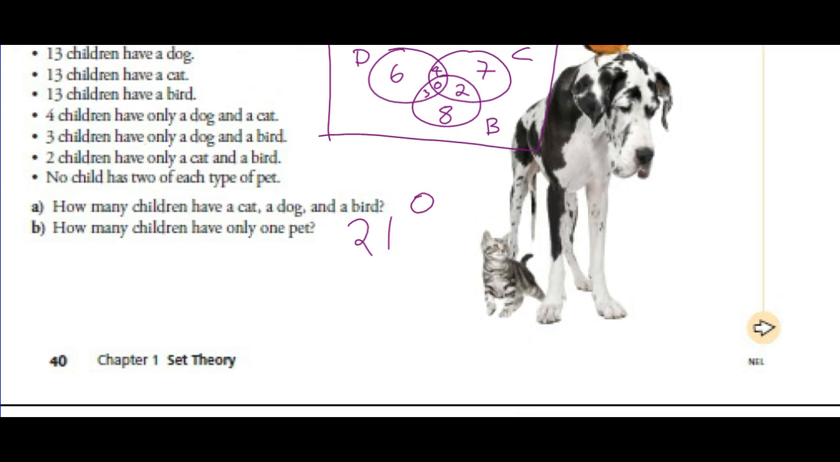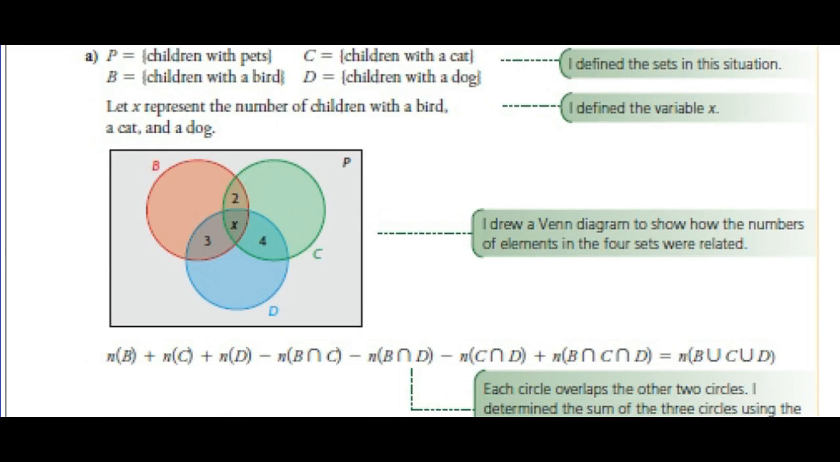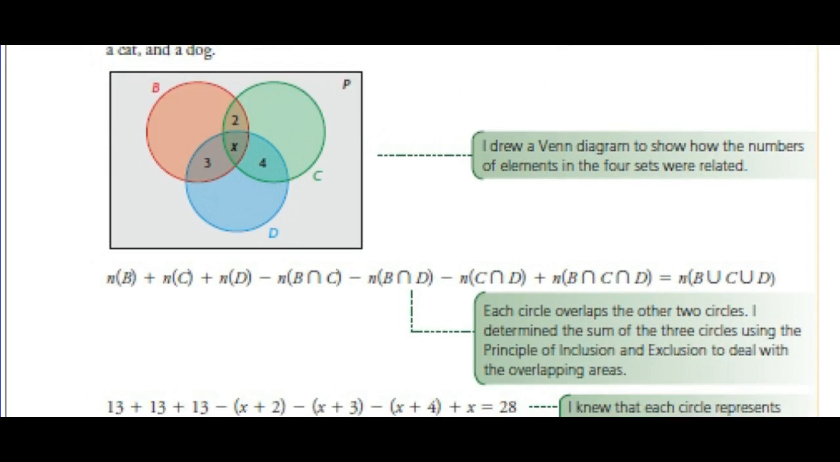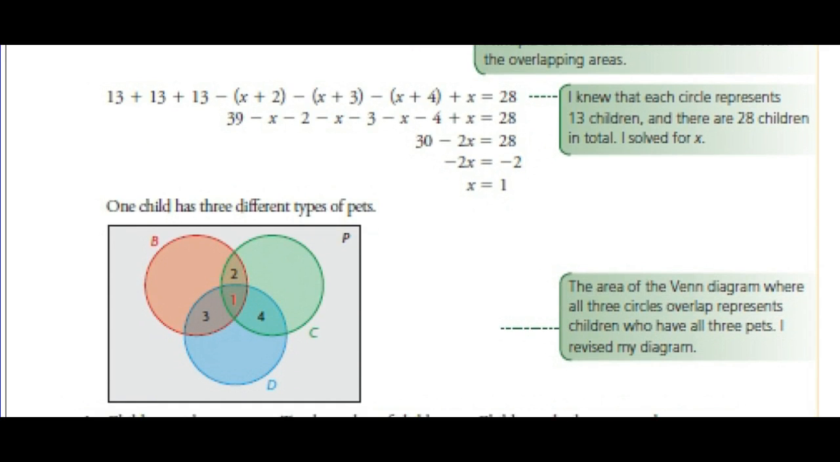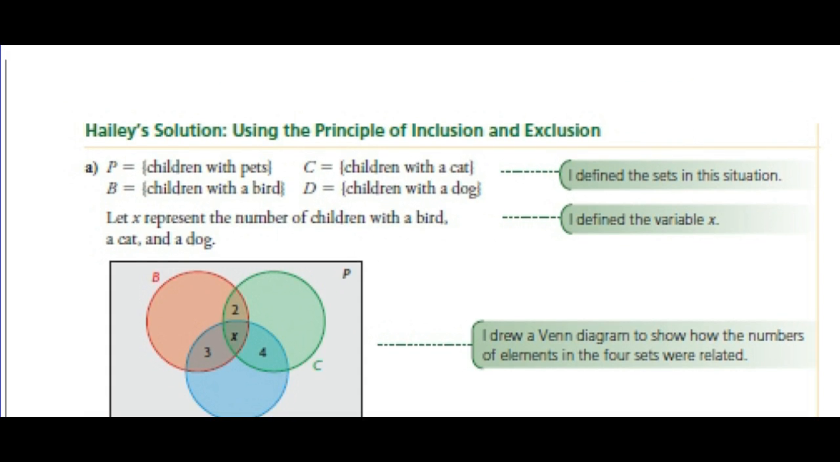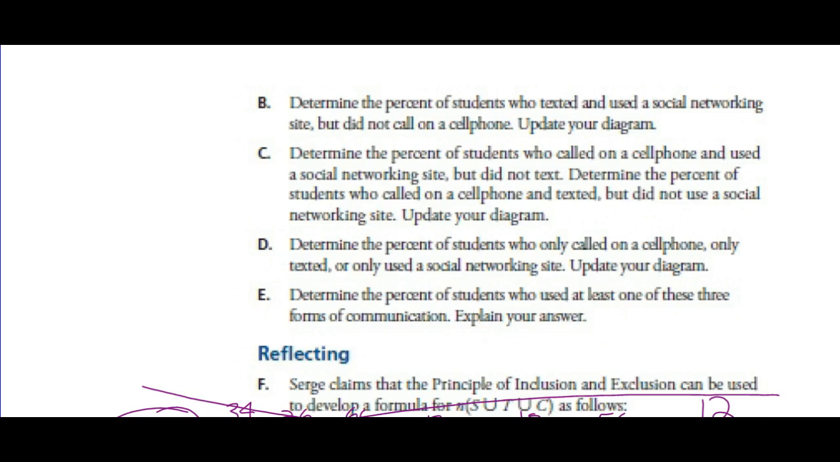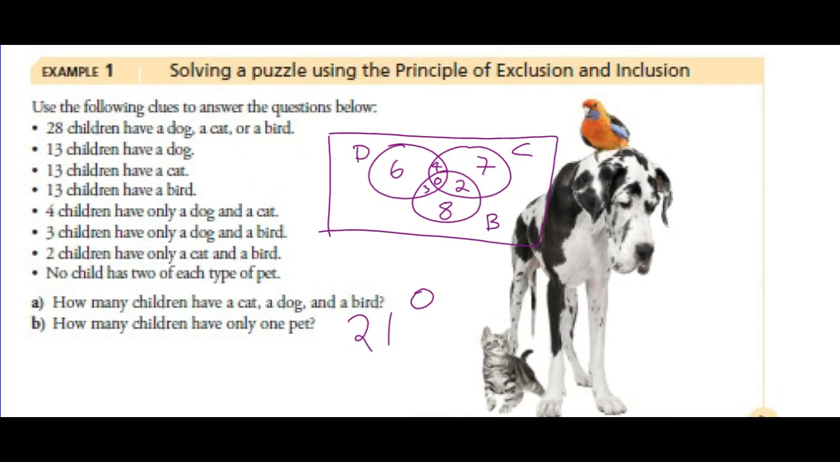All right. So now we can go look at whoever's solution, right? So Haley's solution using the principle of inclusion and exclusion. This is using all the formulas. I defined this. I don't know what the x is there. I've got this really complicated formula. Oh wait, apparently one child has. Okay, so now we've got something messed up here. Now we got to back up. One child has. Oh wait, sorry.